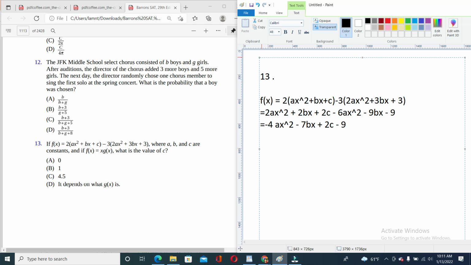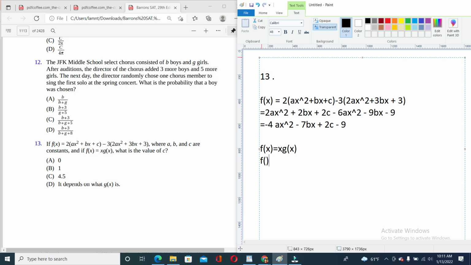Okay, so with this information we still are not able to find out c, but we are also given that f(x) equals x times g(x). So f(x) is actually the product of x and the g(x) function. Okay, so they have asked us about the value of c.